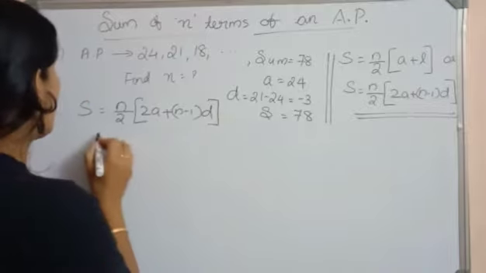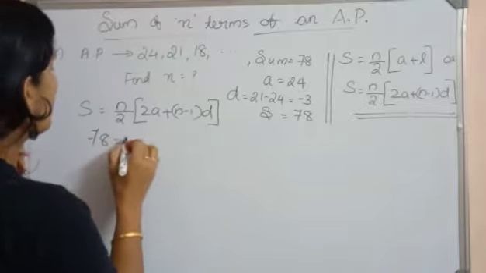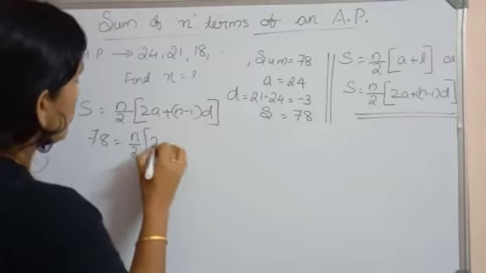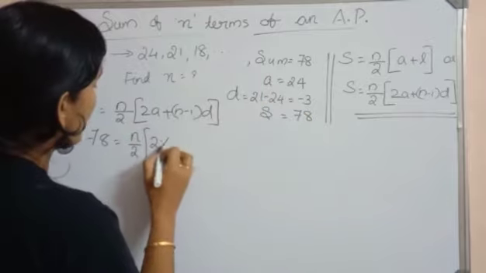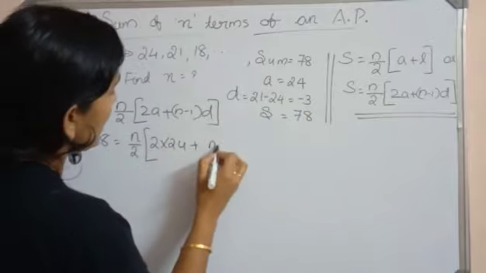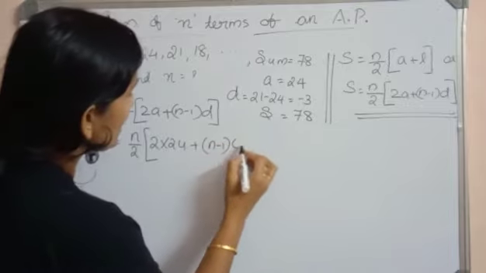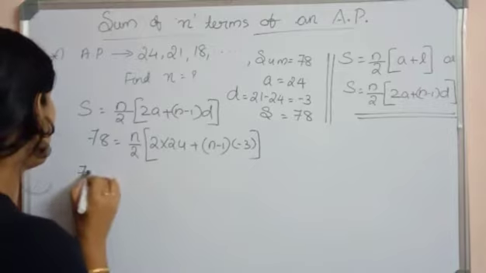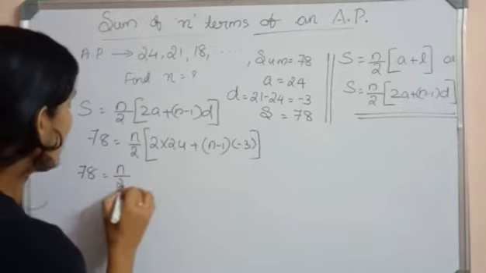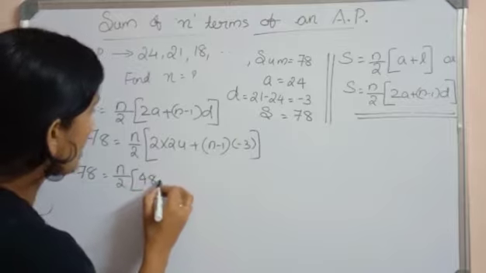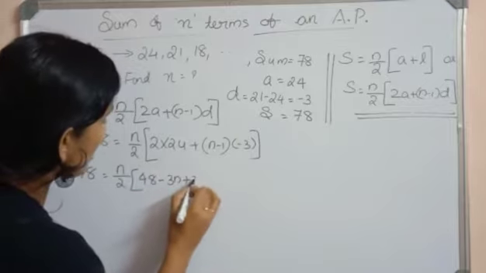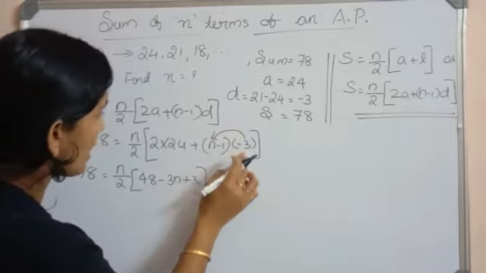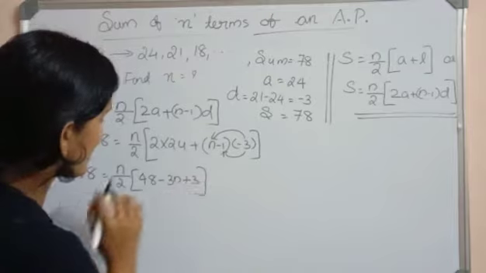What is the sum? 78. 78 is equal to n by 2. We don't know the value of n, so keep this as it is, into 2 into what is A? A is 24, plus n minus 1 as it is, into D, which is minus 3. So 78 is equal to n by 2 into 48 minus 3n plus 3. Multiplying minus 3 with n gives minus 3n, and minus 3 with minus 1 gives plus 3.